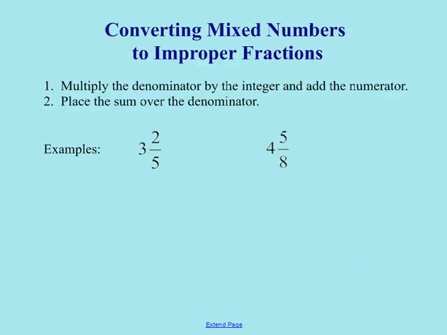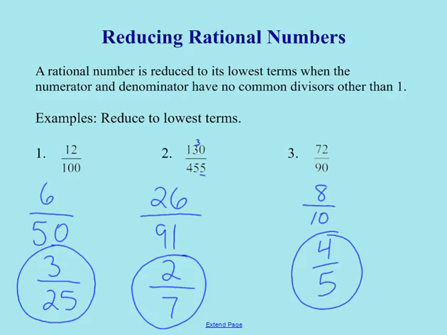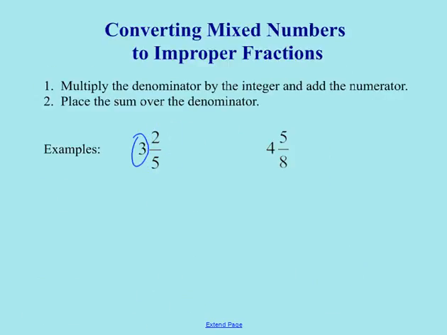All right, our next skill is converting mixed numbers to improper fractions. You'll recognize our examples as mixed numbers because it's a whole number mixed with a fraction. That's exactly why they call it mixed numbers. So the steps for doing this: we multiply the denominator by the integer and then add the numerator. Then place the sum over the denominator.